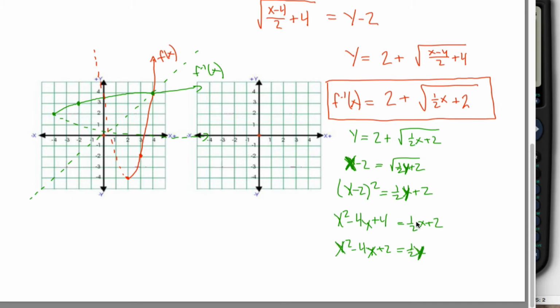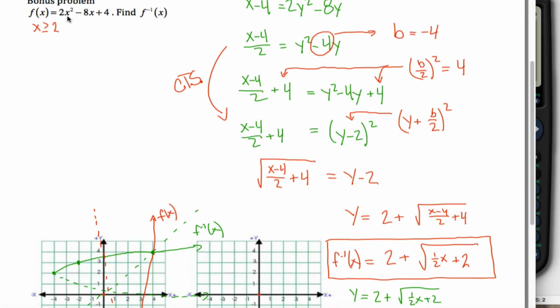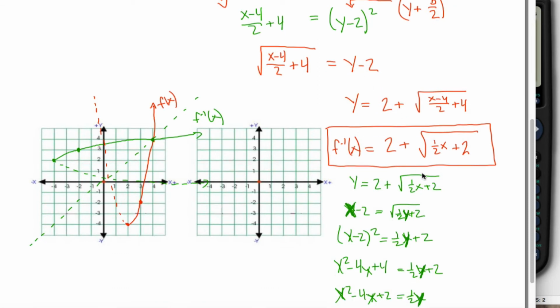Because really I'm solving for y. And I'm going to multiply both sides by 2 to get y all by itself and get y equals 2x squared minus 8x plus 4. Drum roll. Hey, right what I started out with. Cool. Yeah, the inverse of the inverse should be the function. That's kind of a neat little check.